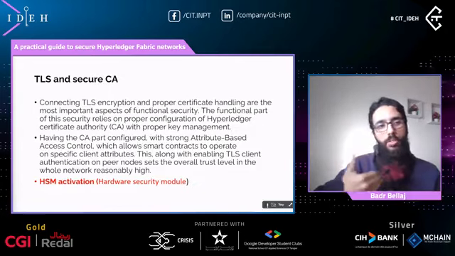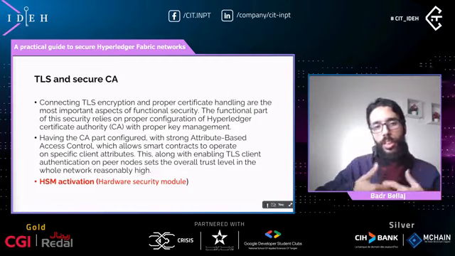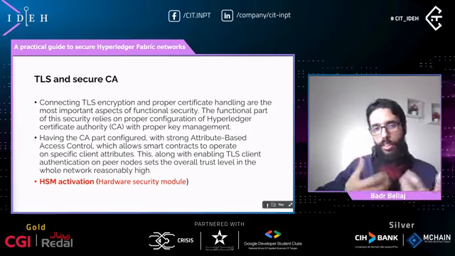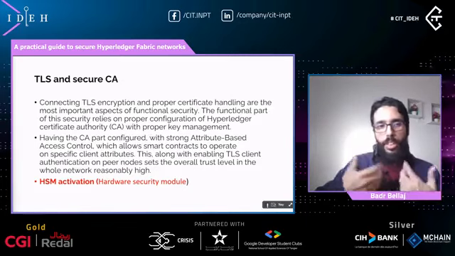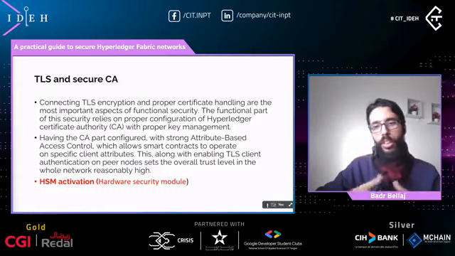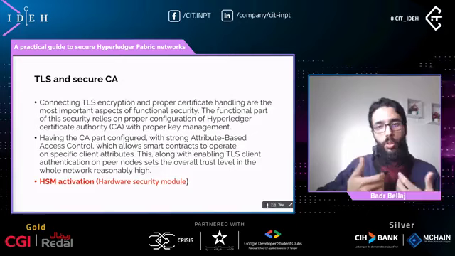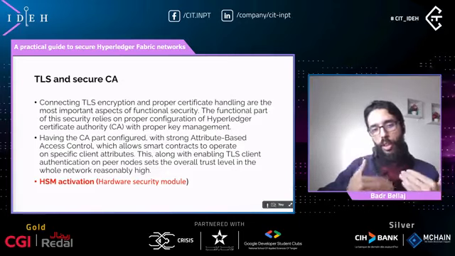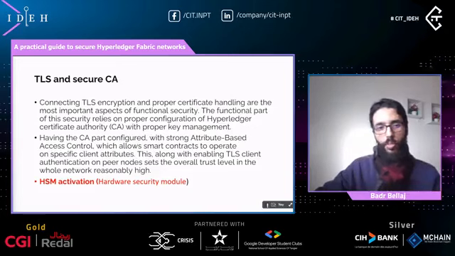Of course, when it comes to TLS activation and securing the CA, it's needless to say that we need secure interaction between the components of our Hyperledger Fabric network. In my opinion, it's a must. We should have TLS activation by design, and we should also secure our certificate authority. For example, we can configure the certificate authority well, with the usage of HSMs, hardware security modules, to have secure management of your cryptographic credentials.